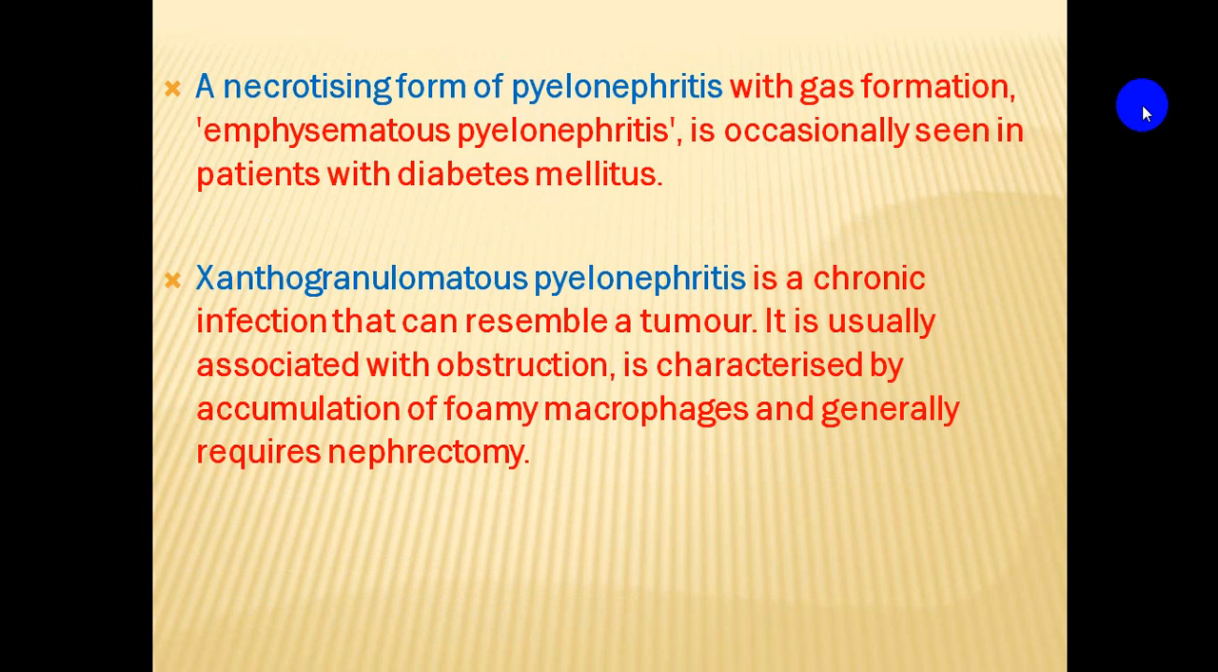Another entity of pyelonephritis is the necrotizing form, with gas formation in the parenchyma, called emphysematous pyelonephritis. This is occasionally seen in patients with diabetes mellitus. Another sort of what seems to be a chronic entity of pyelonephritis is called xanthogranulomatous pyelonephritis. It is associated with obstruction and characterized by accumulation of foamy macrophages, and generally the treatment for this entity of pyelonephritis is nephrectomy.